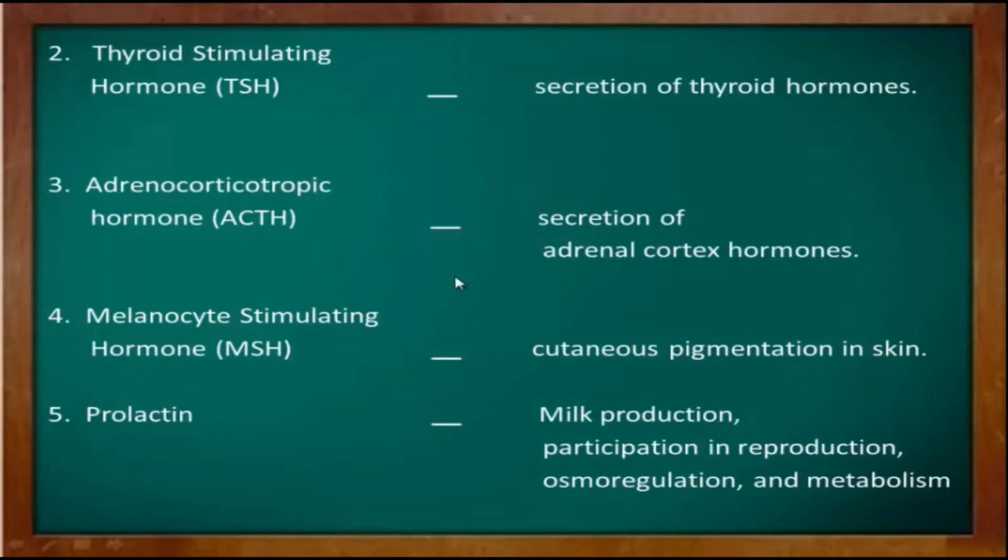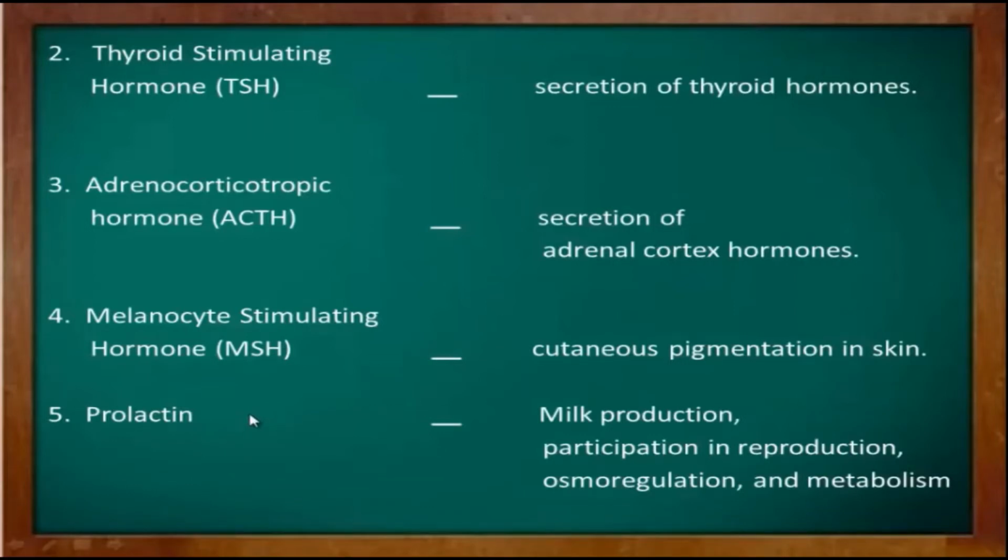The next one is melanocyte stimulating hormone, MSH. It induces cutaneous pigmentation in the skin. This is not given in your textbook, but you have to learn this also.